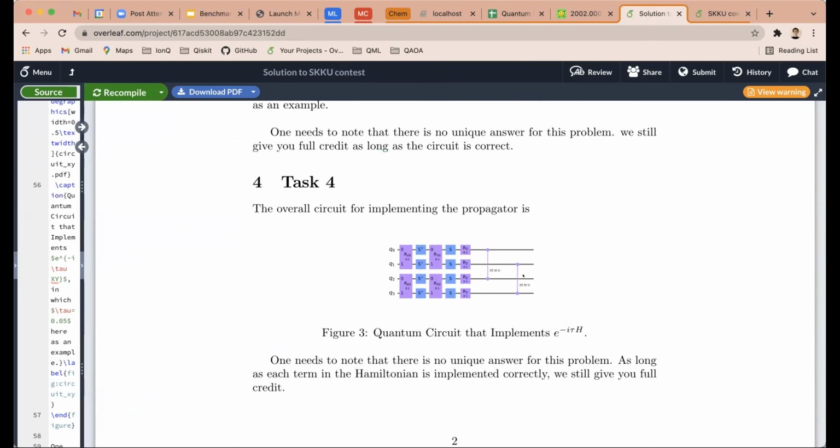And here is an example of the propagator. So we first implement all the kinetic energy operator, and then we implement the repulsion energy operator.